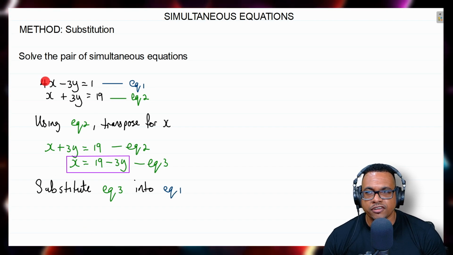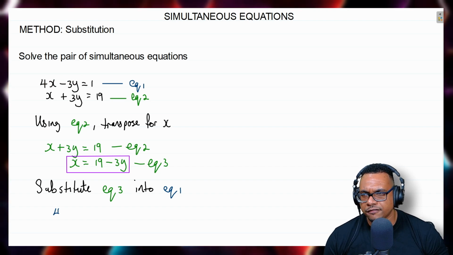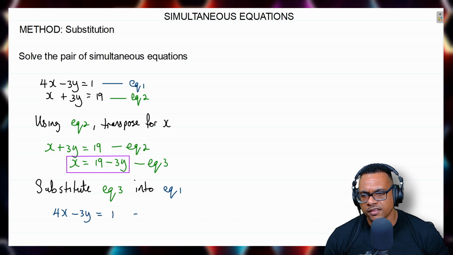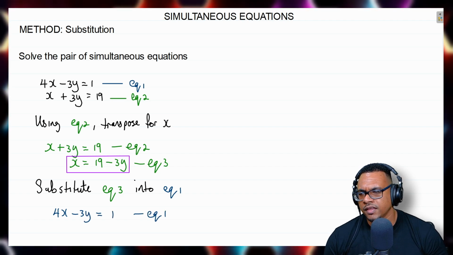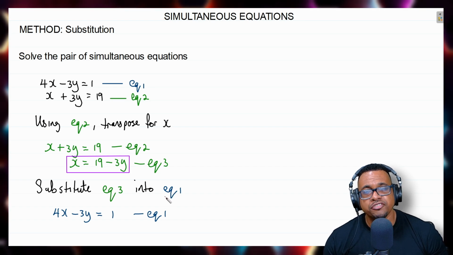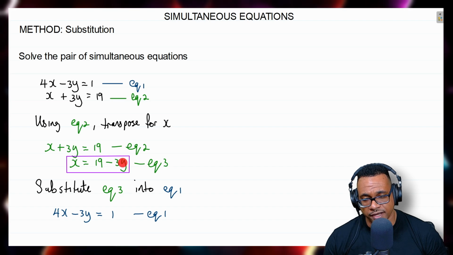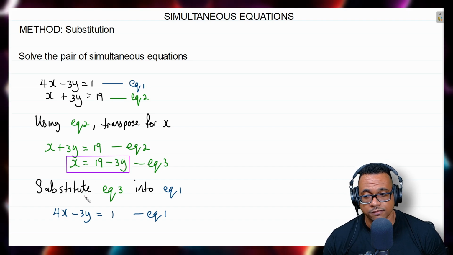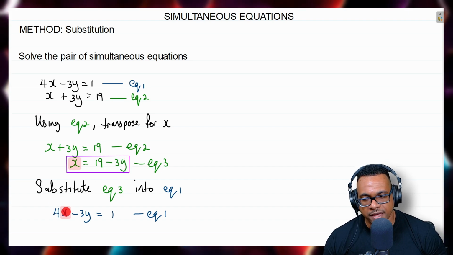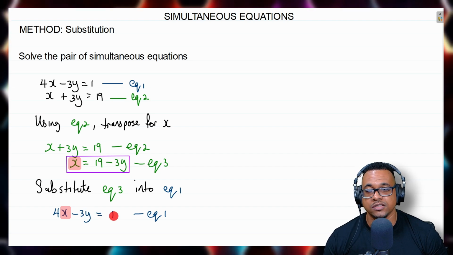So now I'm just going to write out equation 1. So equation 1, we have 4x take away 3y is equal to 1. This is equation 1. And as I said, we are substituting equation 3 into equation 1. Now let's read equation 3. x is equal to 19 take away 3y. Now let's read equation 1. 4 multiplied by x take away 3 multiplied by y is equal to 1.